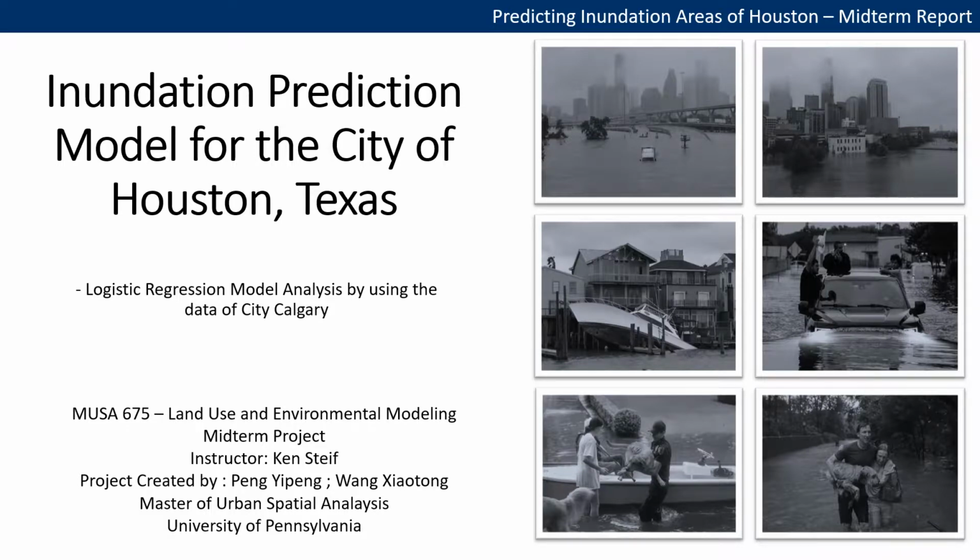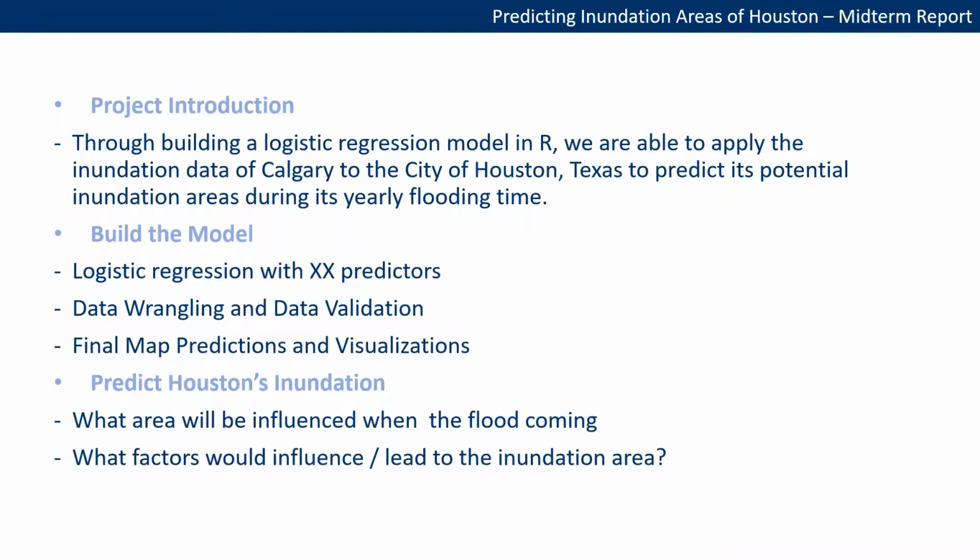Here, we choose the city of Houston as the city we want to predict because Houston just went through a flooding in the year 2017, which caused many serious damages to the city. Through building a logistic regression model in R, we are able to apply the inundation data of Calgary to the city of Houston, Texas, to predict the potential inundation area during its yearly flooding time.